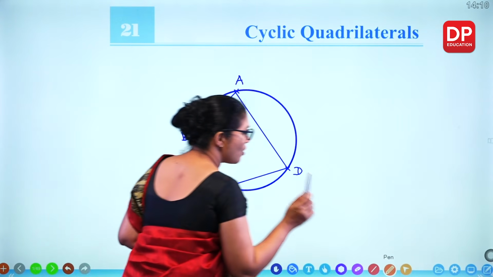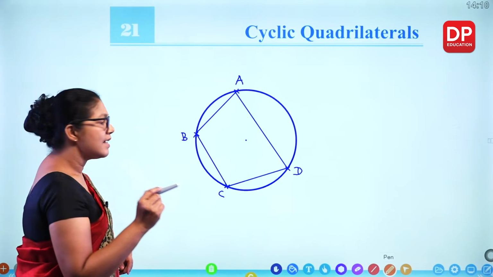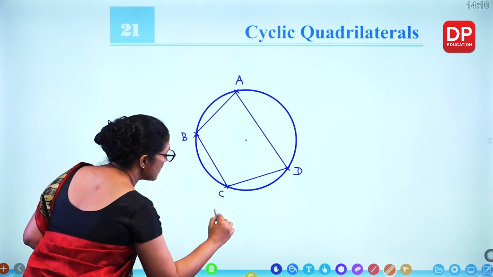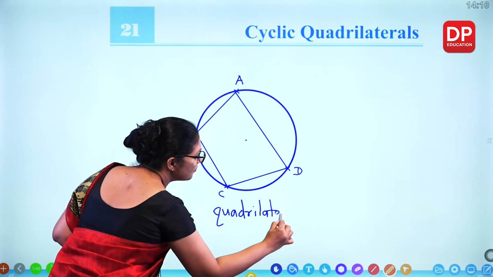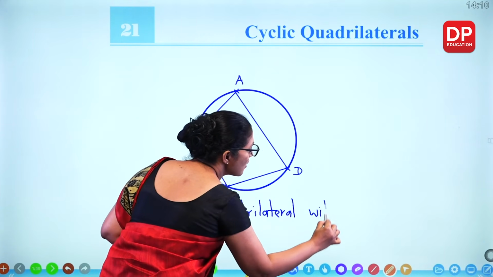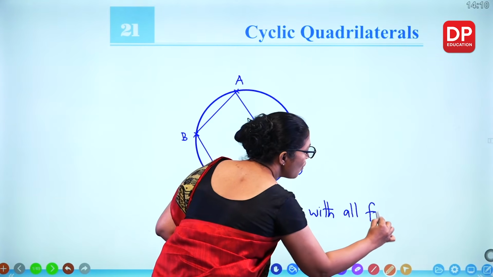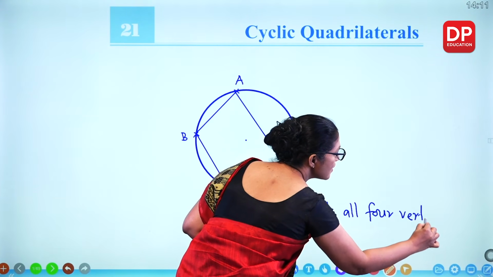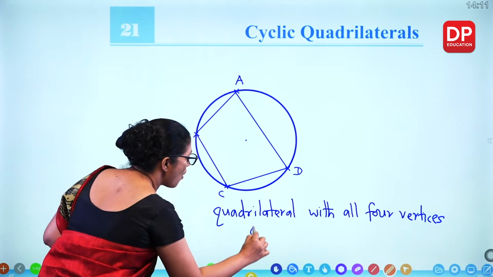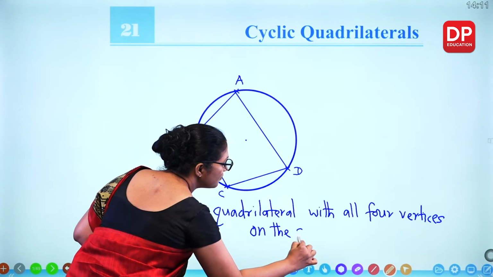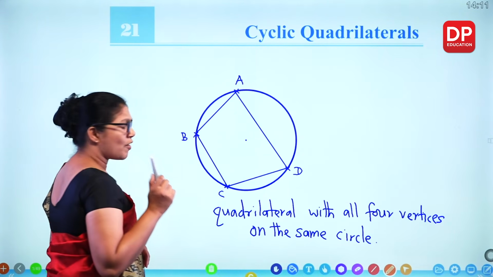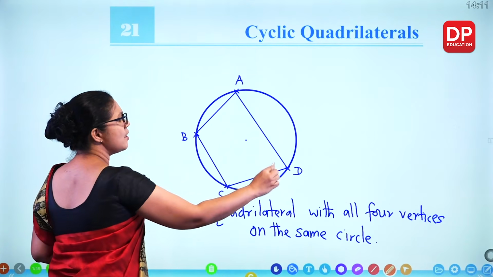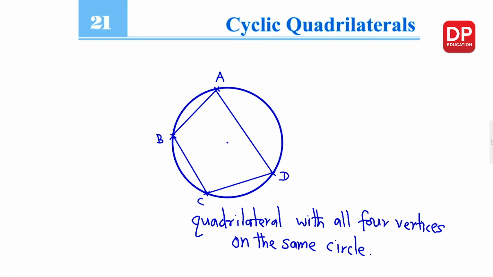So you need to know what is a cyclic quadrilateral. A quadrilateral with all four vertices on the same circle. So what does quadrilateral mean? Four-sided polygon. Now we'll see how we can identify cyclic quadrilaterals.